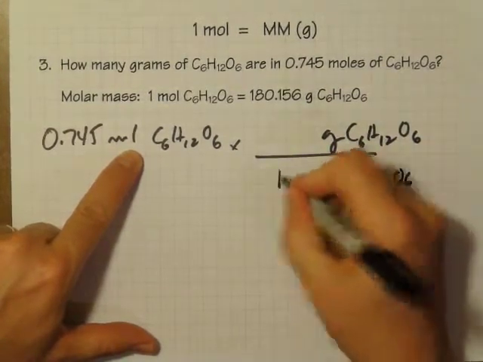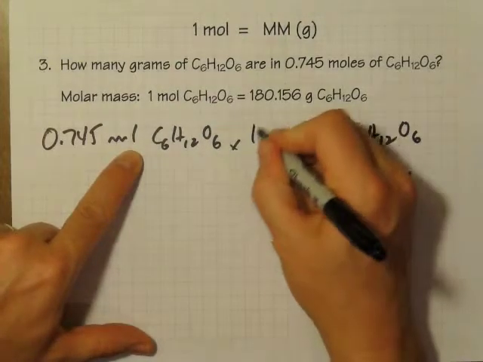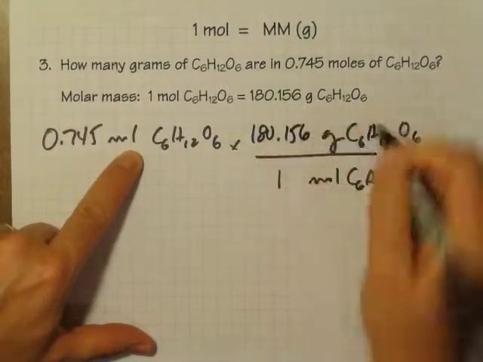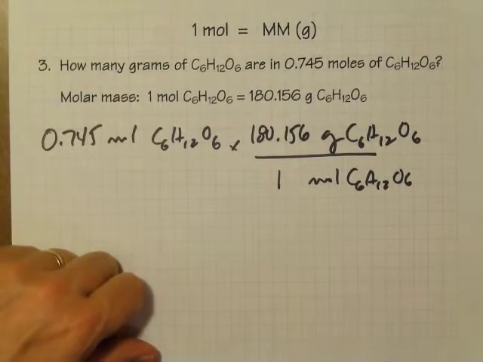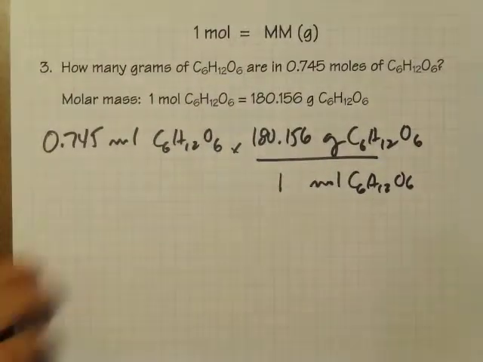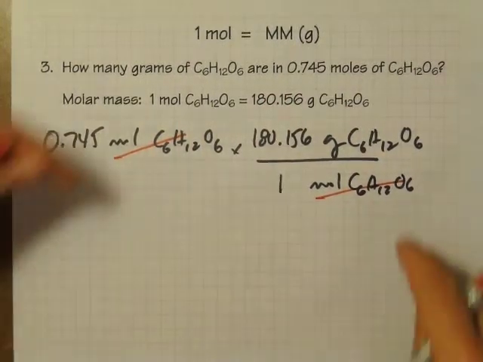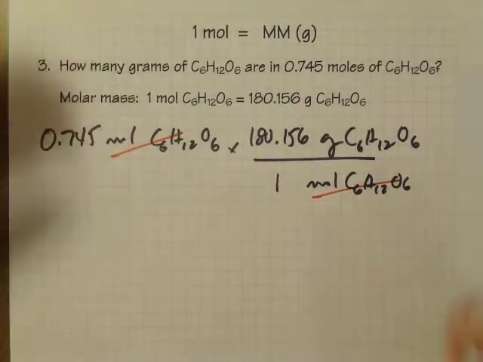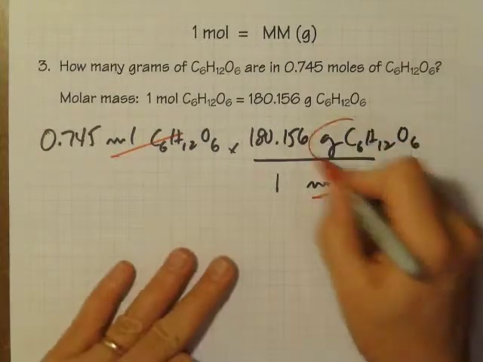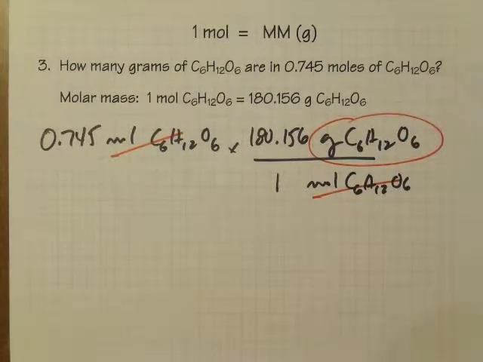And I know that 1 mole of glucose equals 180.156 grams of glucose. I set it up this way because I want units to cancel. The unit that I was given is in the top and bottom of a fraction. Anything divided by itself reduces to 1 and factors out. The unit that's left behind, that's the unit that's going to be in my answer.